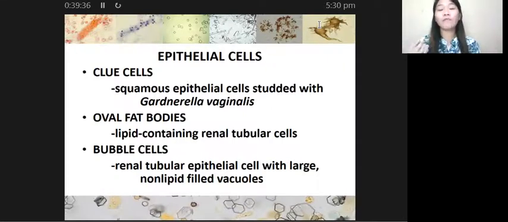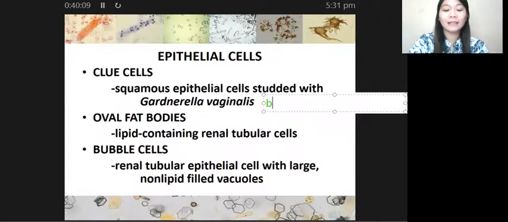Okay? So first, we have your clue cells. Take note, class, na pag sinabi nating clue cells, it's actually a squamous epithelial cell that is studded or that contains Gardnerella vaginalis. Okay, so Gardnerella vaginalis, this is the causative agent of your bacterial vaginosis.